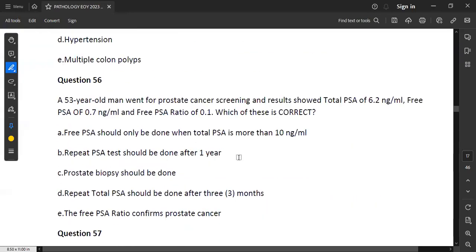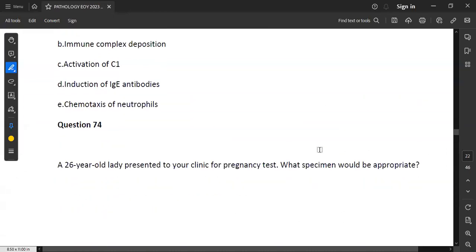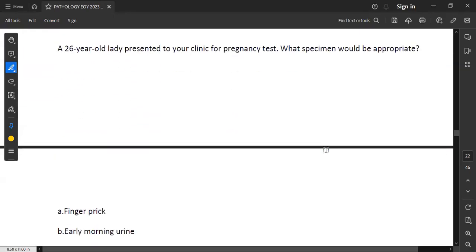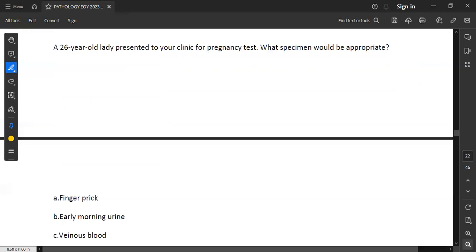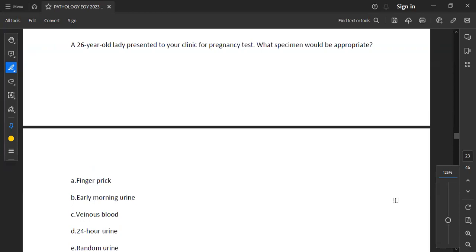Number 74. What's the answer to this one? A 26-year-old lady presented to your clinic for a pregnancy test. What specimen would be appropriate? Yeah, it's E. It's the random urine. Next is 79.